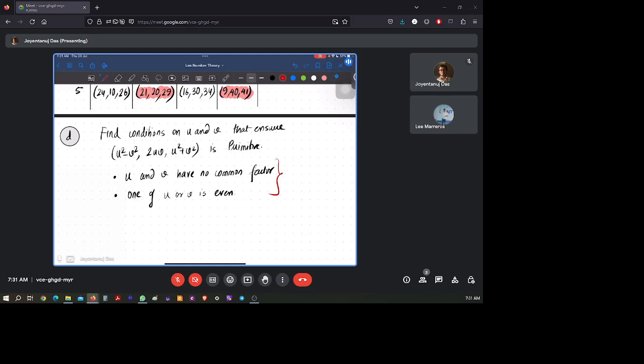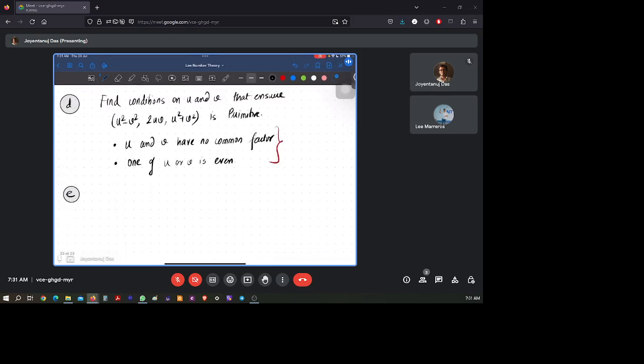So that is our guess. Now the question asks us to prove this, whether these conditions are correct or not. How will I prove it? Already I know the first condition, that u and v cannot have a common factor. Only the second condition you have to prove, that if one of them is even and one is odd, then it is always primitive.